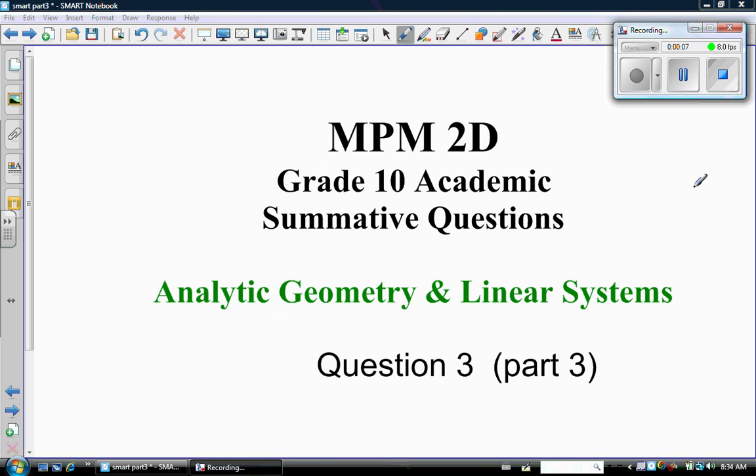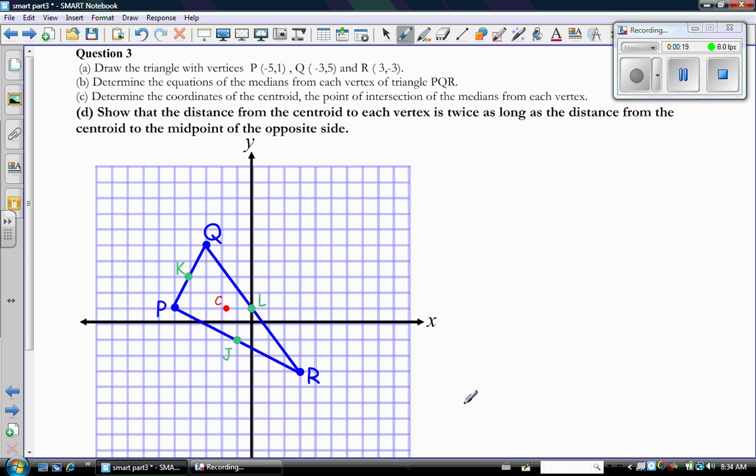This is a grade 10 academic summative. We've been looking at question 3, and this is part 3, so video number 3 that's taking up question number 3. It's quite a question. We started by drawing a triangle with vertices PQR, and then we had to find the equations of the medians. That's all in video 1, and when you find the equation of a median, part of that process is to find midpoints. So I've shown the midpoints on this diagram. I've got J, which is opposite Q, K opposite R, and L opposite P. Those are my midpoints.